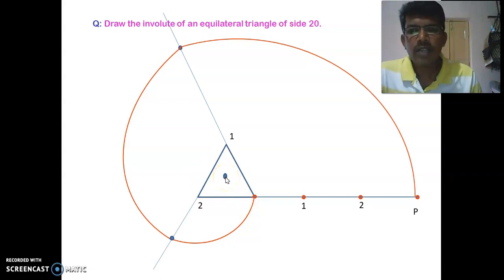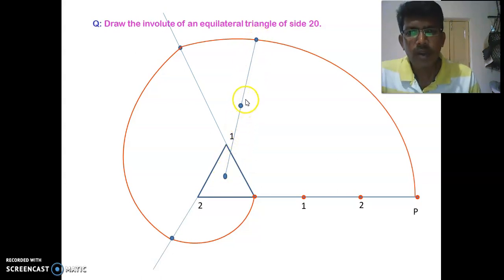After that, take any point on the curve. I am going to take the point on the curve here. From this point, draw a line, join these two points, and create a midpoint of this particular length. We don't know the length of this line, so by using the line division method or line bisector, you can divide it into two parts. This is the midpoint of this line.